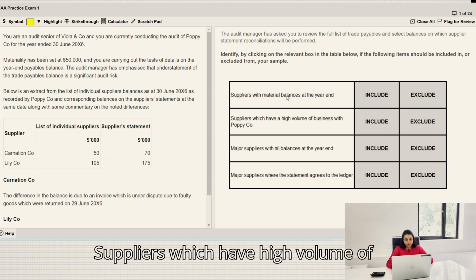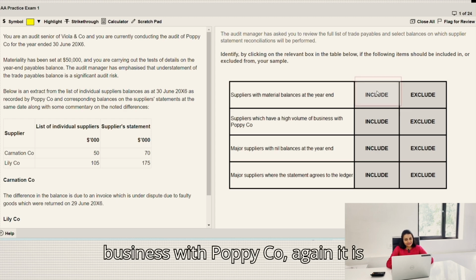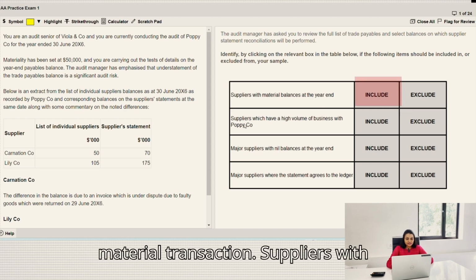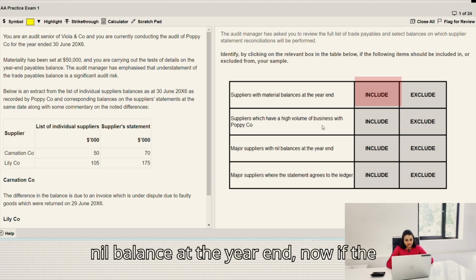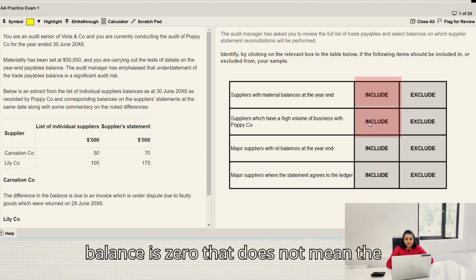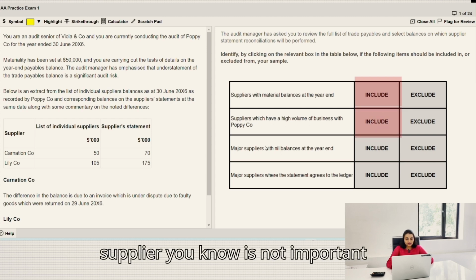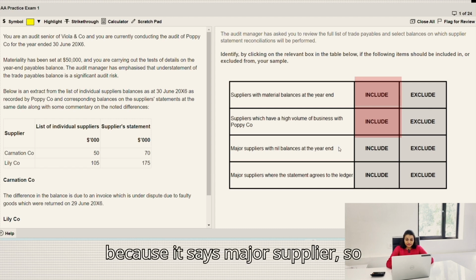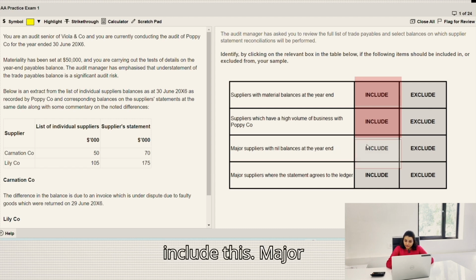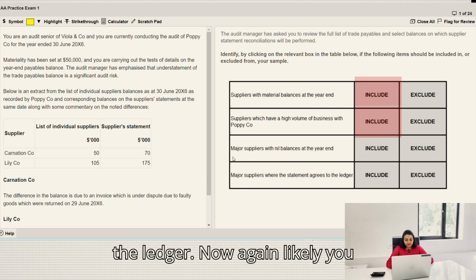Suppliers which have high volume of business with Popoico, again it is a material transaction. Suppliers with nil balance at the year end. Now if the balance is zero, that does not mean the supplier is not important, because it says major supplier, so include this. Major suppliers where the statement agrees to the ledger.